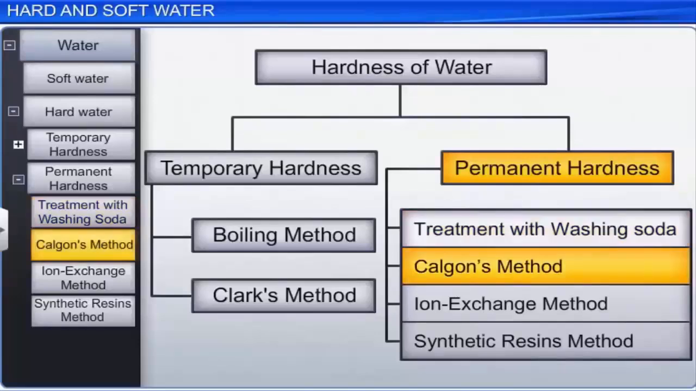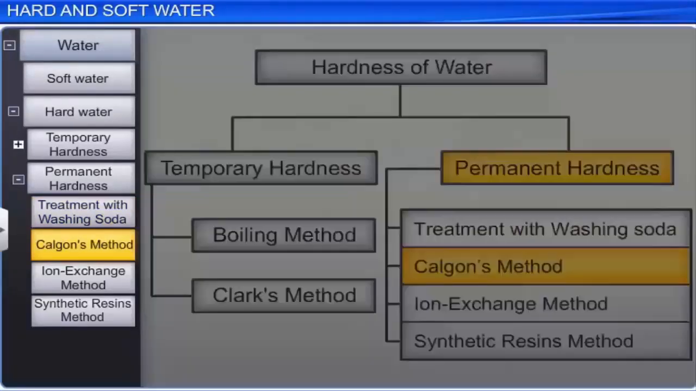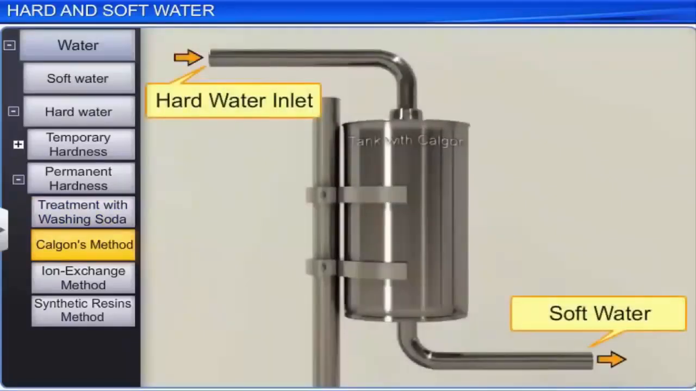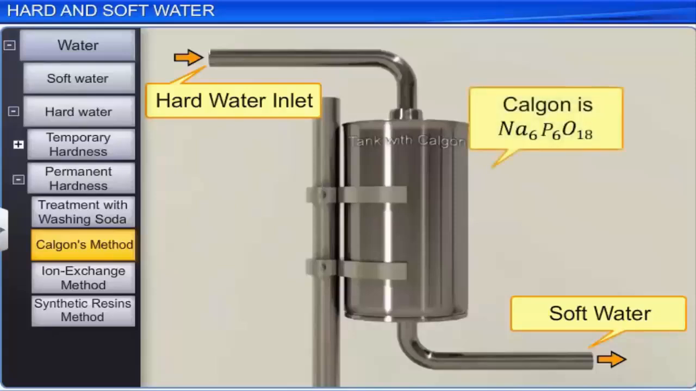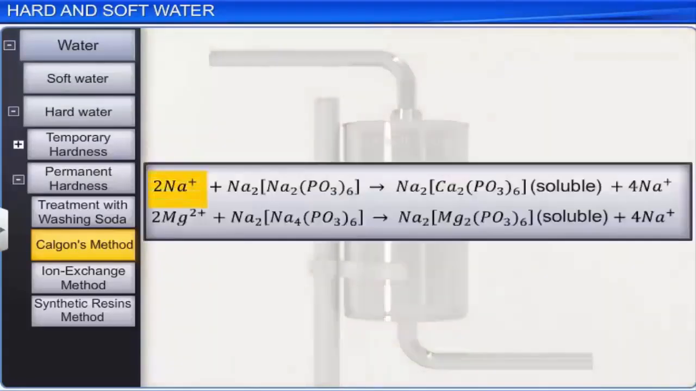The second method of removing permanent hardness is Calgon's method. In this method, calcium and magnesium ions are not removed from the water, but are rendered ineffective by the addition of sodium hexametaphosphate, commercially called Calgon. Calcium and magnesium ions react with Calgon to form a soluble complex. The complex anion keeps the magnesium and calcium ions in solution, not allowing them to react with soap.